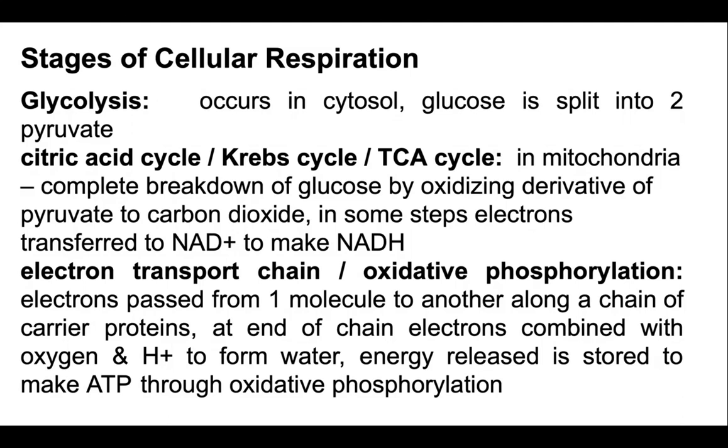It's going to oxidize derivatives of pyruvate into carbon dioxide. So in some of the steps, the electrons are going to be transferred to NAD+ to make NADH. That's one example. We will actually also have them transfer to FAD and make FADH2.